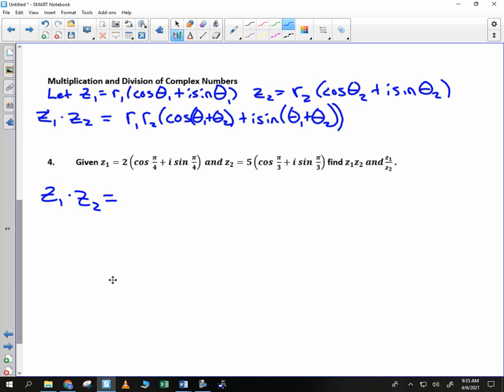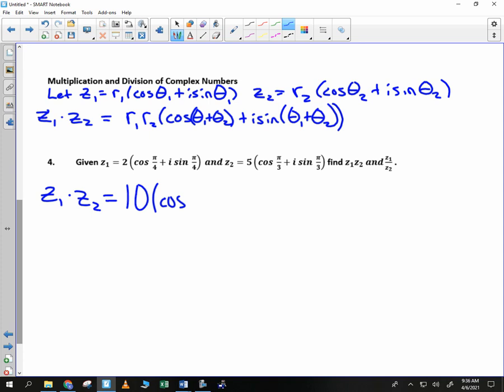Let's practice right away. Please look at example number 4. It says given z sub 1 is 2 cosine of pi over 4 plus i sine of pi over 4, and z sub 2 is 5 cosine of pi over 3 plus i sine of pi over 3. Find z1 z2. So if I multiply them together, what is the new r value going to be? 10. Times the cosine of pi over 4 plus pi over 3.